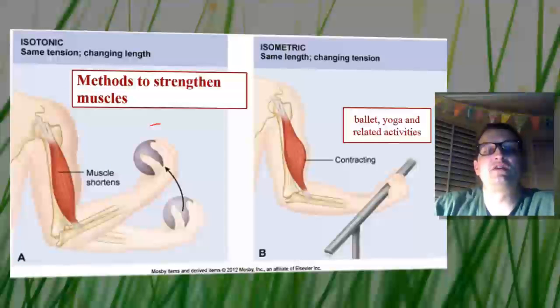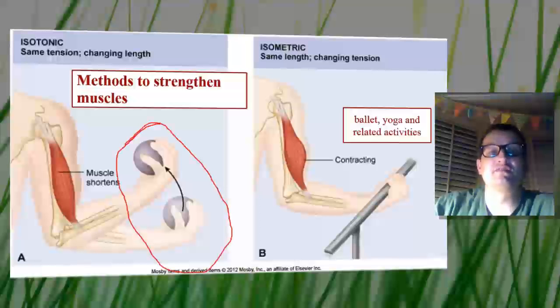And we have isotonic and isometric exercises. These are methods that we can use to strengthen muscle. Of course, we all know about weight training and just regular exercise, which is isotonic. That means same tension but a changing length. So like if you're lifting something, that's an isotonic movement.